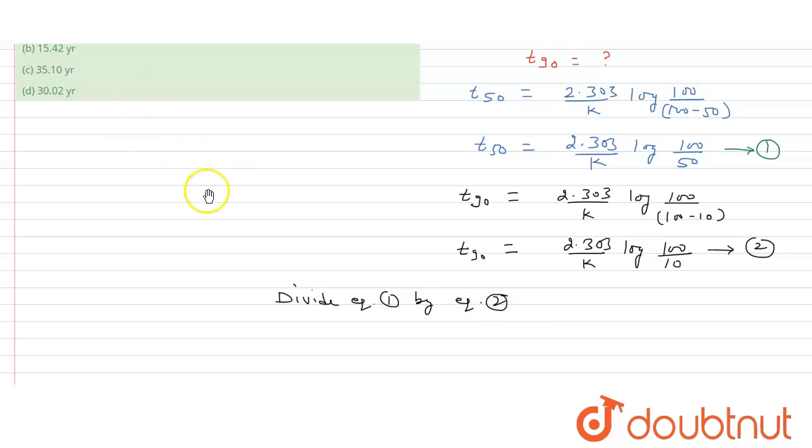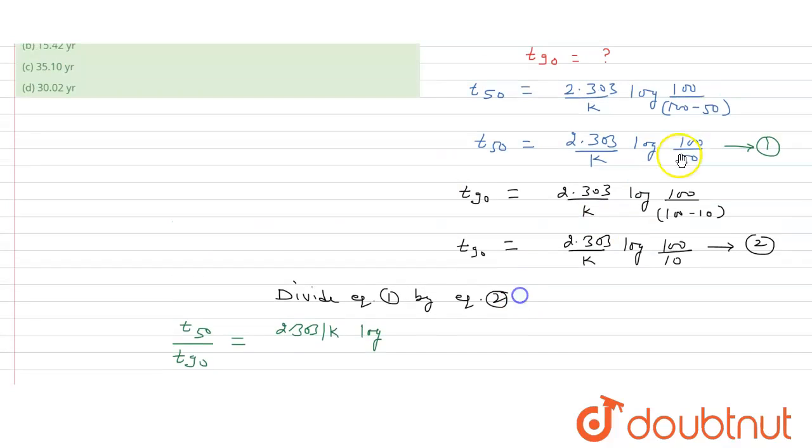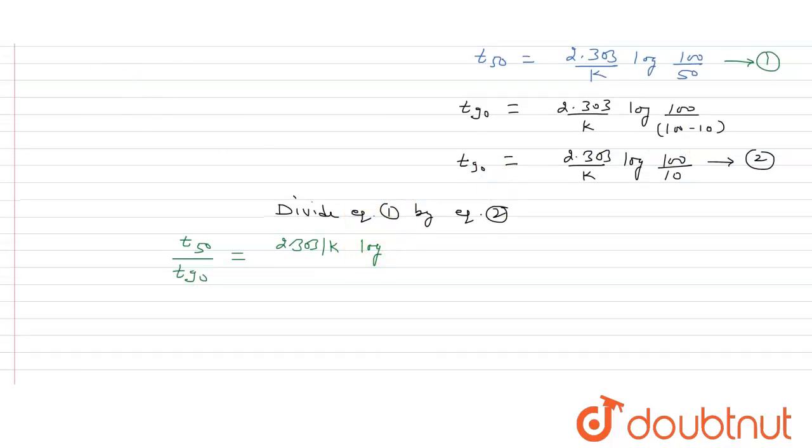So what will we get? T50 divided by T90 equals 2.303 divided by K, log 100 by 50. 100 by 50 will be equal to 2, so this will be log 2.